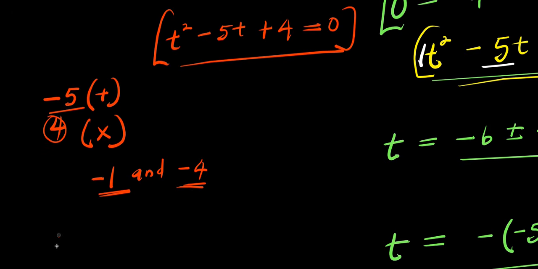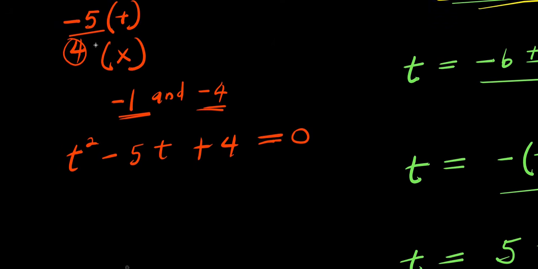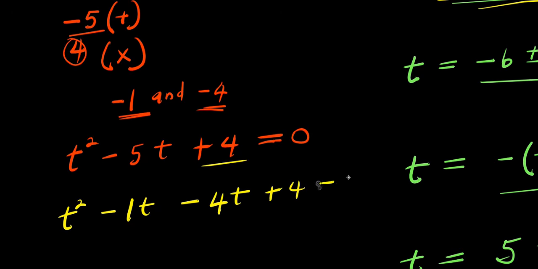So you simply have your t squared minus 5t plus 4 equals 0. So from here, we have t squared, minus 1t, which is the same thing as minus t, then you have minus 4t, then you have plus 4 equals 0. Remember, -1t minus 4t will give minus 5t.